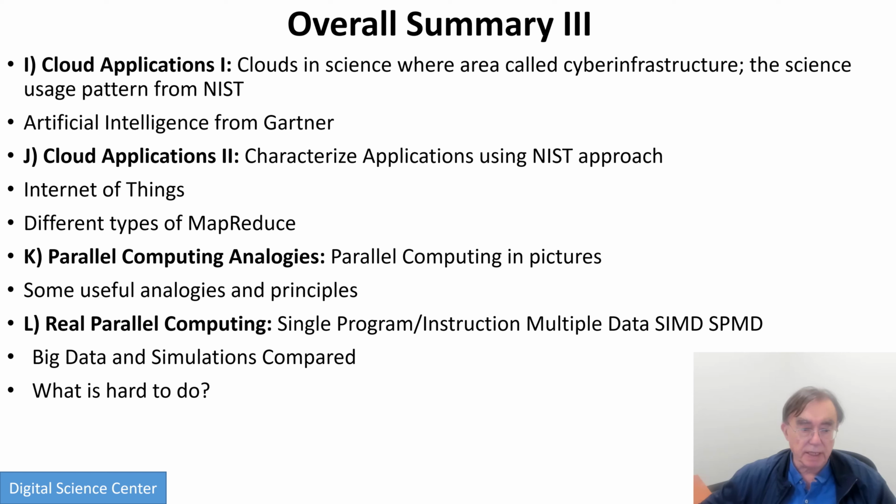Then we look at applications. We start off with two lessons. Firstly, science, and then the Internet of Things, and again, different types of MapReduce, which correspond to different application structures. We use an analysis that was produced for NIST on the characteristics of applications and how they determine where they run, and we come back again to artificial intelligence.